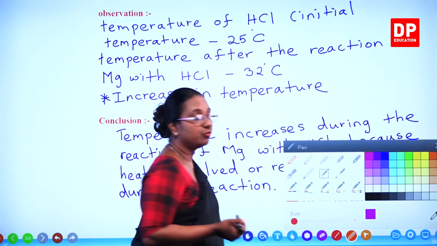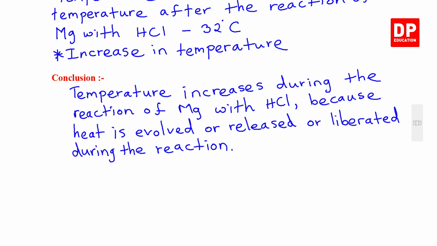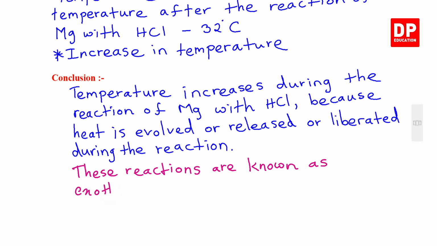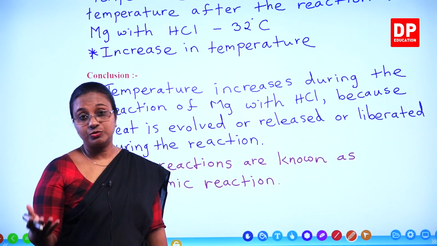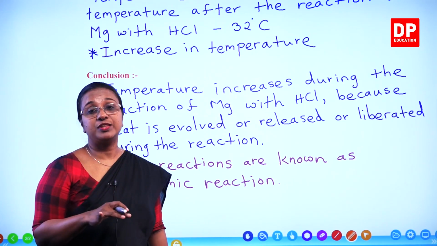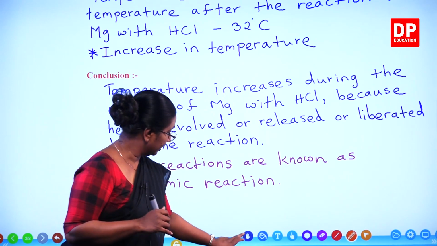And then, how do we call these reactions? These reactions are known as exothermic reactions. Exo means out, that is heat is released or heat is liberated to the environment or the surrounding of the reactants. So that is an exothermic reaction. Is that clear to you all students?